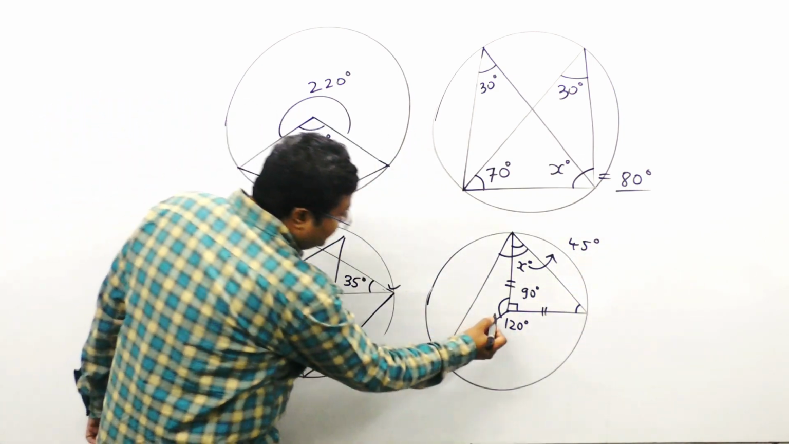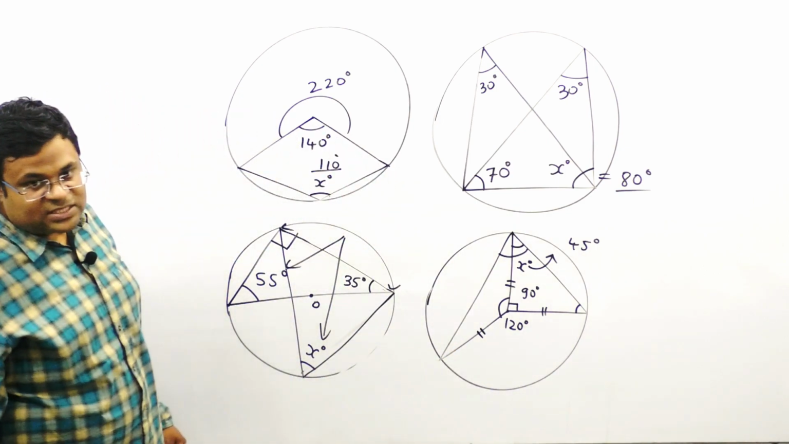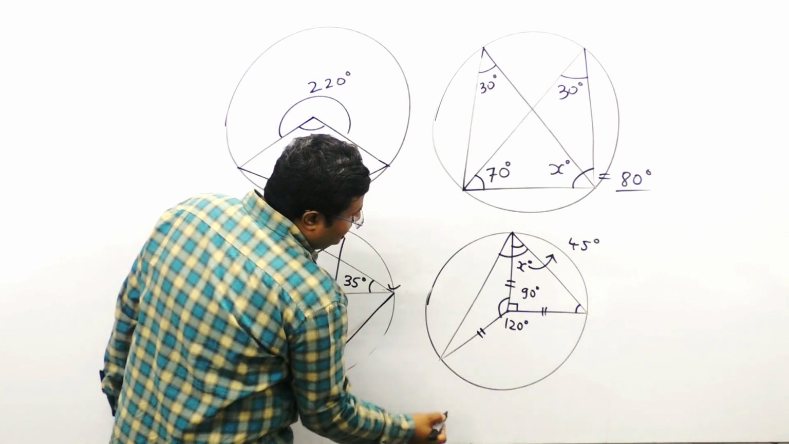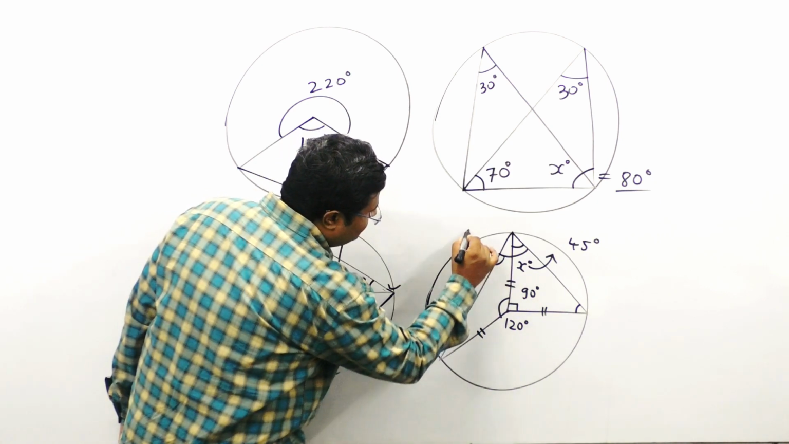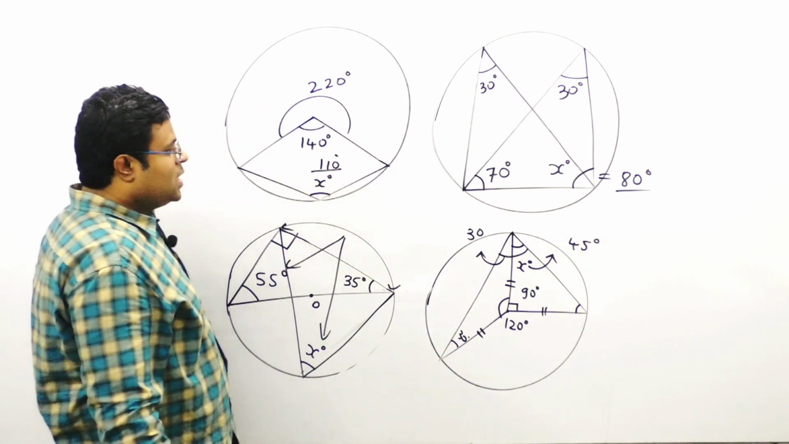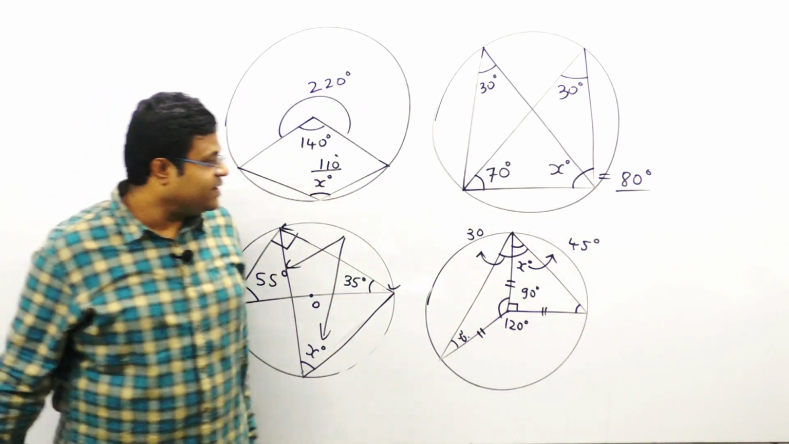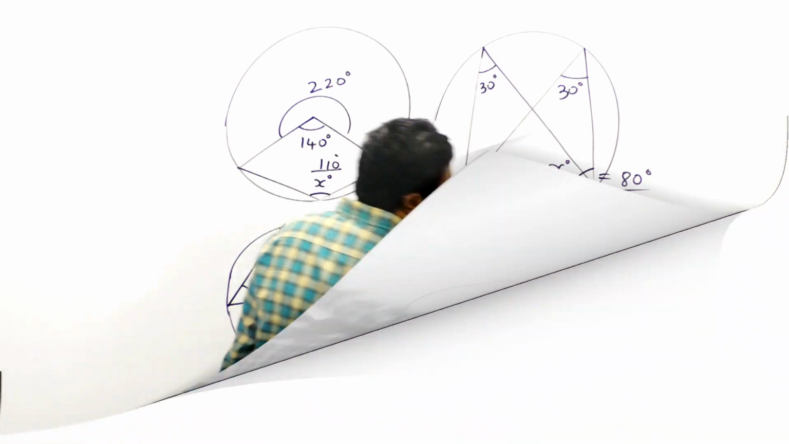Now this is 120. This side is equal to this side. Isosceles, this side also. So if this and this are equal, this is 120 degrees, so the remaining 60 will be balanced. So this part of x will be 30 and this angle will also be 30. However, the whole angle x is 75. Very good. This angle x is 75 degrees.